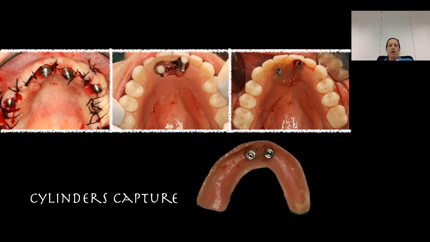Now, sometimes we have the prosthesis prepared before. We will capture the cylinders, the interior cylinders, from the mouth of the patient to the prosthesis that we have prepared before, and then we send it to the lab to finish everything. But Philippe will talk about the prosthesis in two sessions.